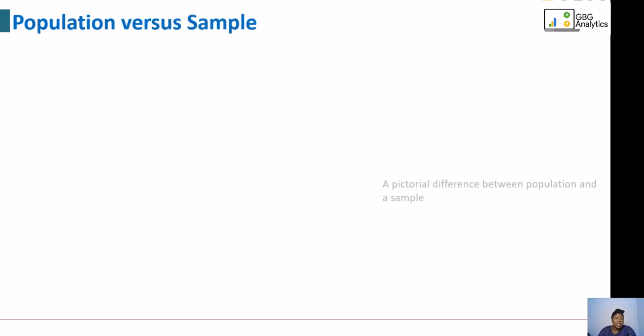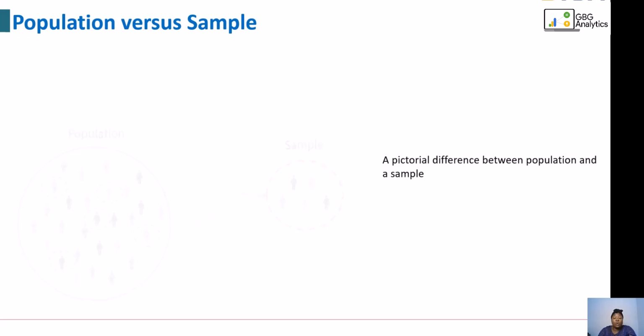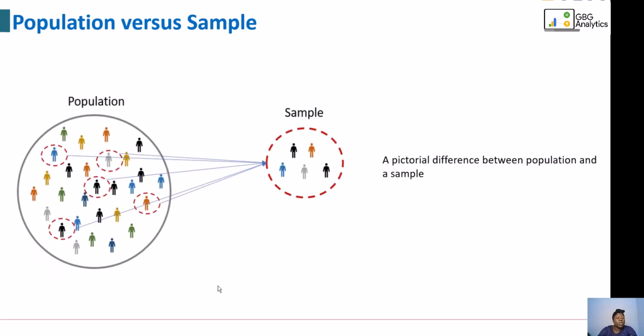Population versus sample. Now, I'm going to give you a pictorial difference between population and a sample. You could see that for a population, we have the whole set, all complete, while a sample is just a subset from the population. We just picked a few of the population.